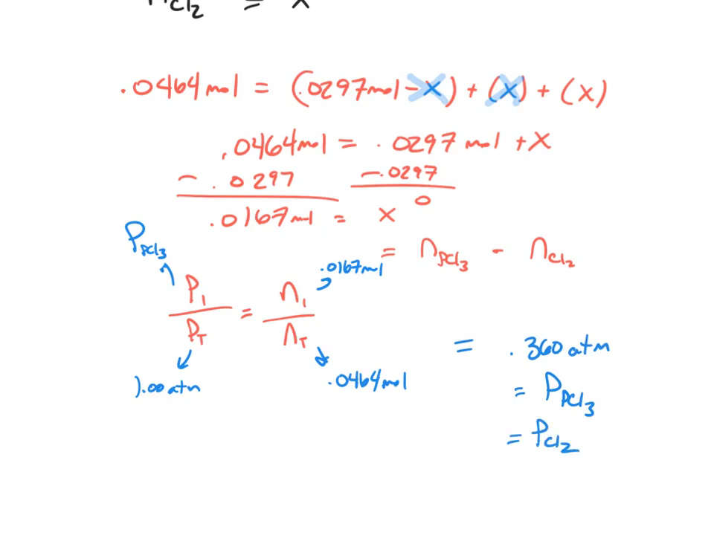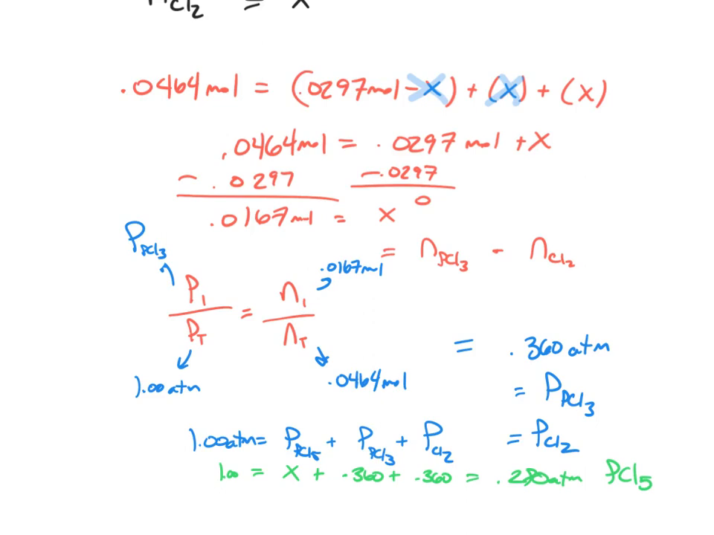Remember, originally the total pressure was 1 atmosphere. That's the sum of all the pressures, and we just calculated the 0.360 atmospheres of PCl3, which happens to be the same pressure as the Cl2, so I plug those in here and here and call PCl5 X, and then I simply subtract those two from each side and find X is equal to 0.280 atmospheres. This is the pressure of the PCl5 after the reaction has finished. So there you go.